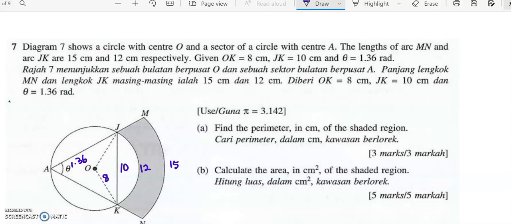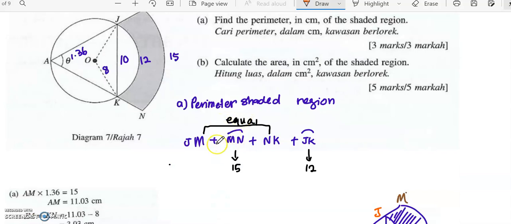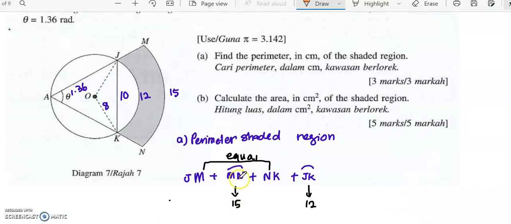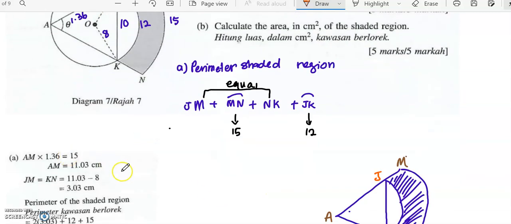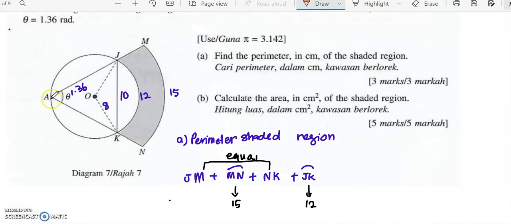Okay, for perimeter of the shaded region, we have to calculate the arc MN. We already have arc MN plus with the arc JK, and then we have to calculate part of length JM and KN. JM and KN are equal. Okay, so to find JM, we have to calculate the radius of EM, and then we minus with the radius EJ, and then we get JM.